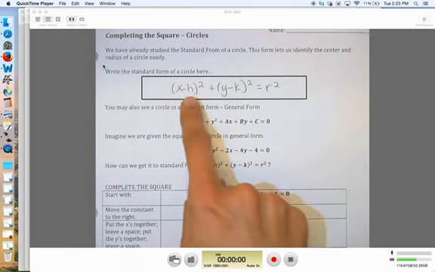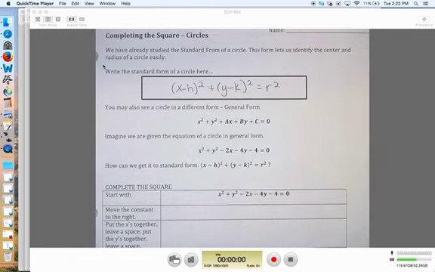where the center is (h, k) and the radius is r. Now you are going to see circles given in general form, something that looks like this. And our job is to turn this equation of a circle that's in general form into standard form so that we can easily identify the center and the radius.